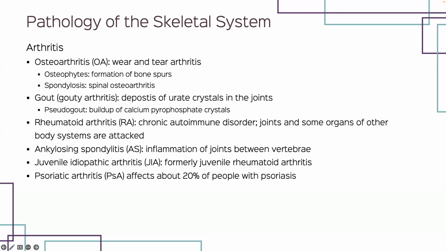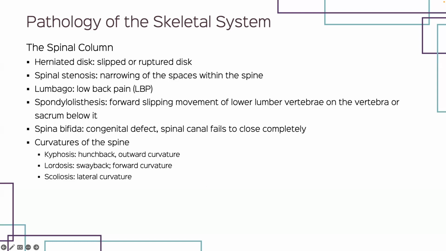Your rheumatoid arthritis is going to be an autoimmune disorder. So it will attack some of your joints as well as some organs. Those are the three biggest ones I think that you'll see: the osteoarthritis, which is just your generalized, gouty arthritis, which is typically in your hands, and then your rheumatoid arthritis.